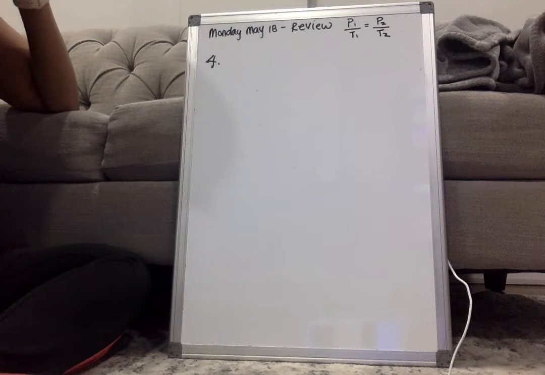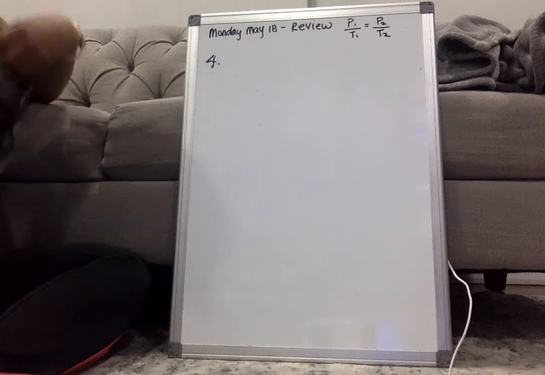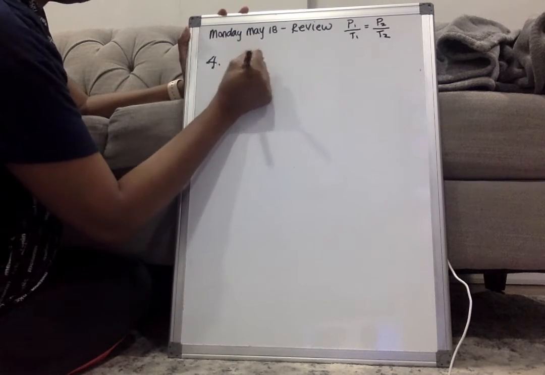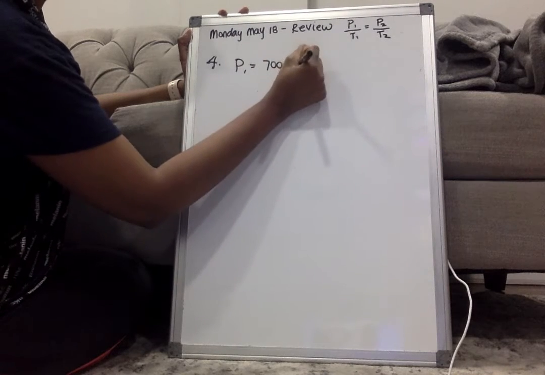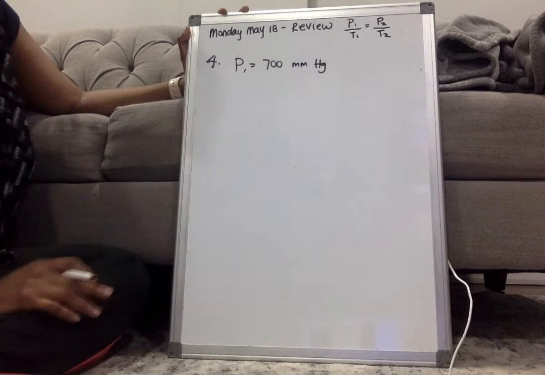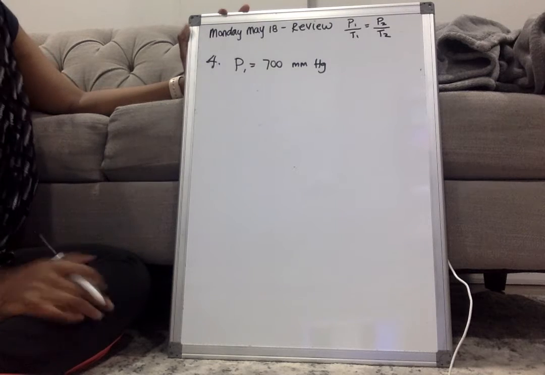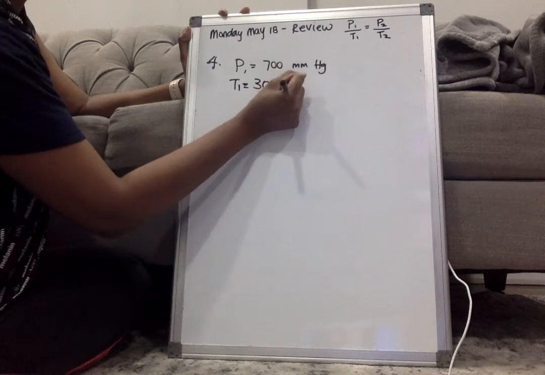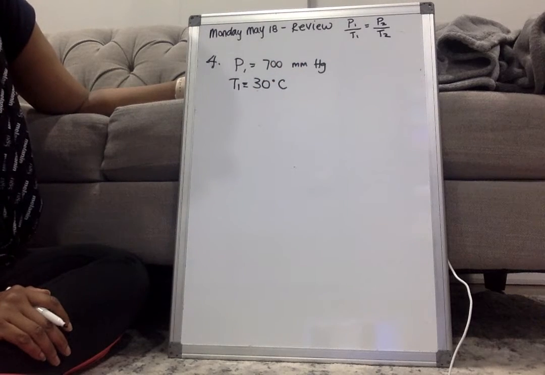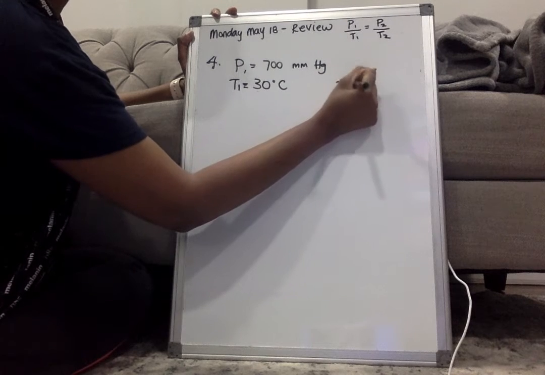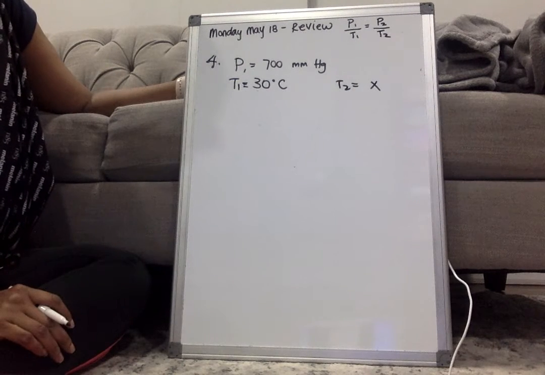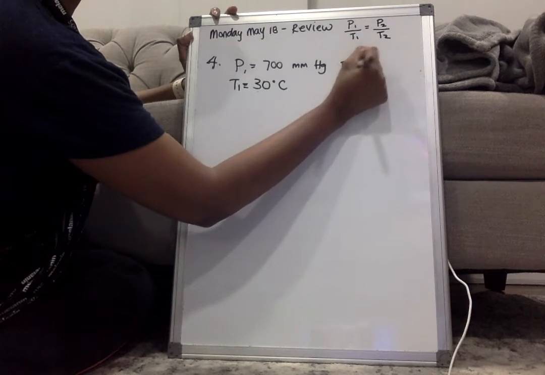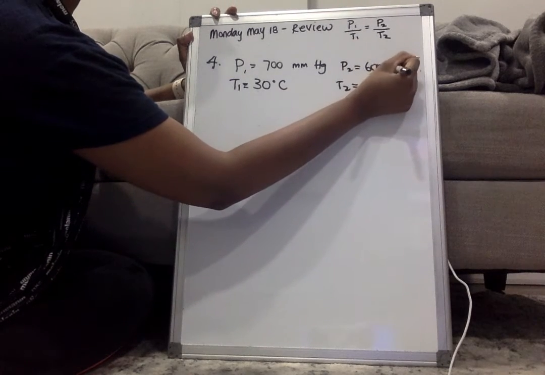A sample of gas has a pressure of, a lot of you got this one wrong, so let's review it. A sample of gas has a pressure, so P1, 700 mmHg at 30 degrees Celsius. The question asks, at what temperature, so we're solving for T2, would the pressure be 600 mmHg? So P2 would be 600 mmHg.